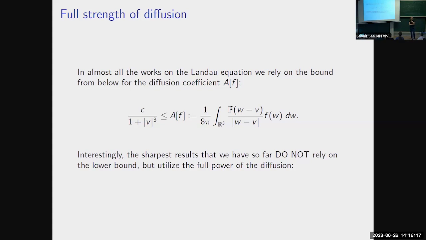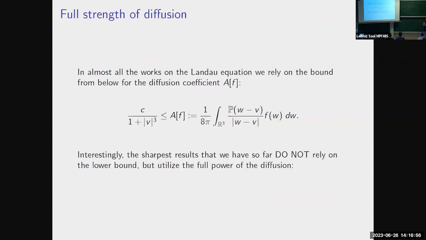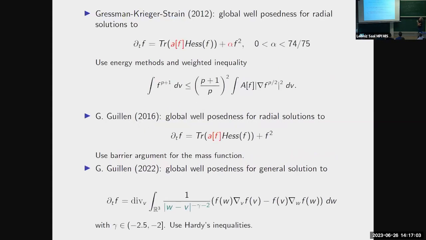But the question is, do we lose something if we are not near equilibrium and we rely on that bound? So the interesting thing is that in this line of work, for some years there haven't been results on the Landau equation. We don't know anything about global well-posedness, but we know something about some related models. And interestingly, the sharpest results, so when we can say yes, the solution is globally well posed, are when we do not rely on that lower bound. So let me give you 3 examples. So the first one was the work by Gressman, Krieger, and Strain in 2012.